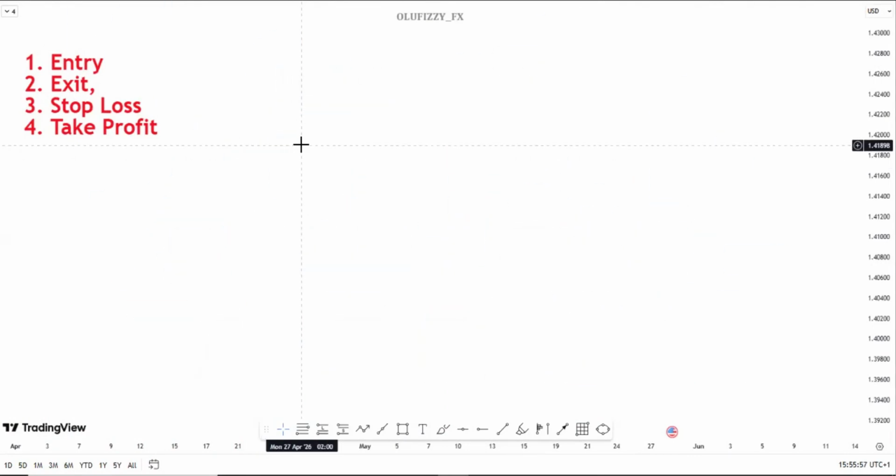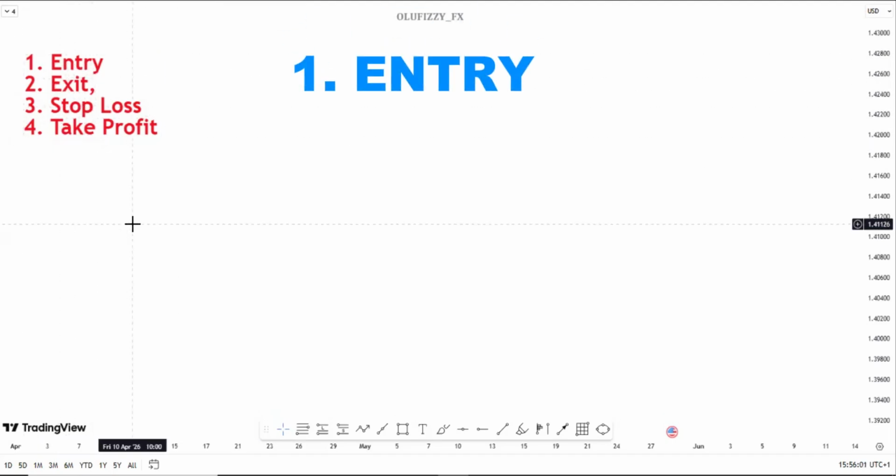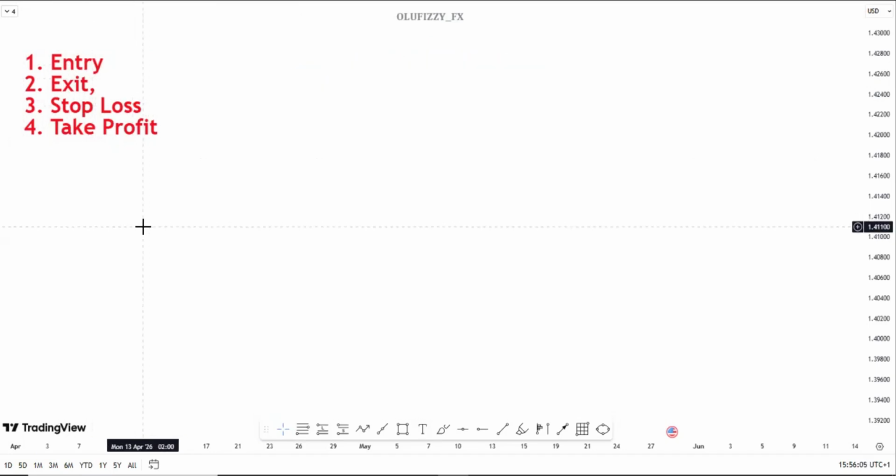So let's start with the number one, which is the entry. So what is an entry? An entry is simply a point where you decide to open a trade. It can either be a sell or it can be a buy. But a point where you decide to enter a trade, that is your entry.